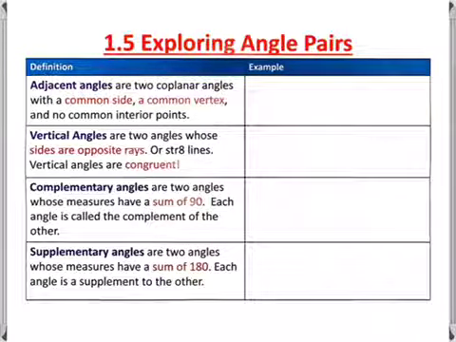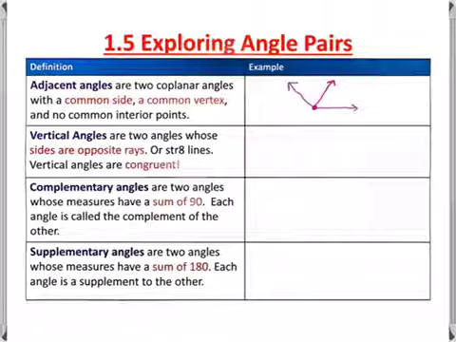Adjacent angles are two coplanar angles with a common side, a common vertex, and no common interior points. So basically they share a common ray. Let's assume we have our vertex here. We have this middle ray, but then we have another ray here, making one angle, and then the other angle has to share that common middle ray. So we've created two angles sharing a common ray and a common vertex.